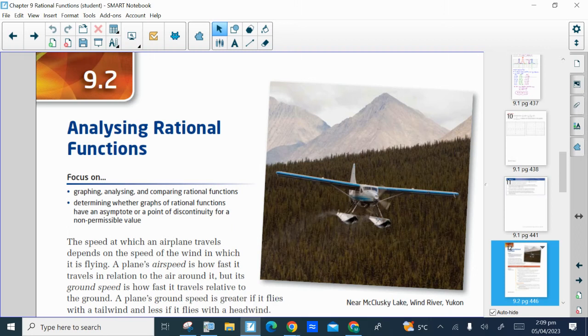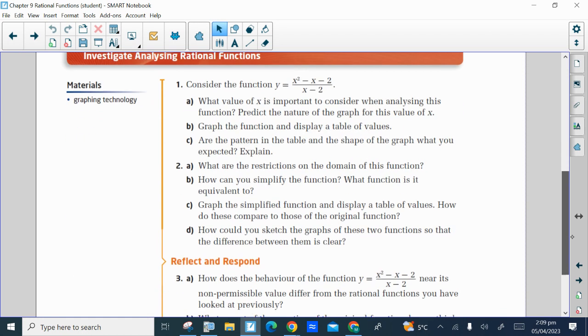So we're going to continue to look at rational functions. We'll graph and analyze and compare rational functions. And then we're also going to add something new, and that is determining whether rational functions have an asymptote or a point of discontinuity for the non-permissible value.